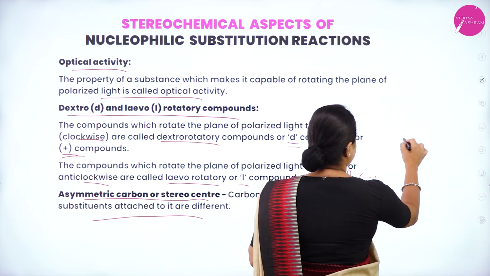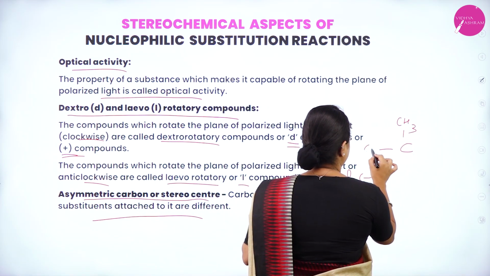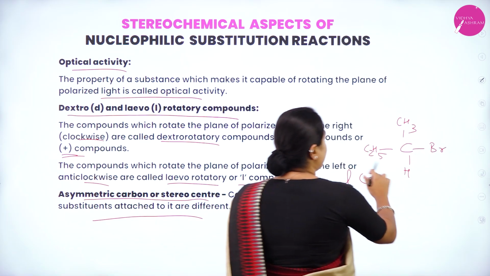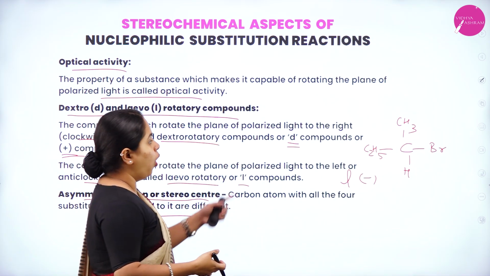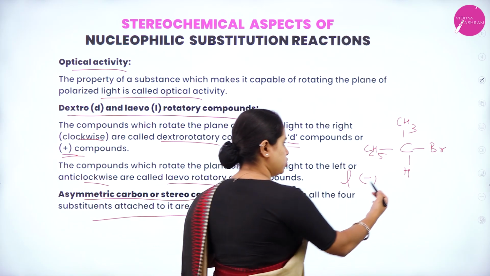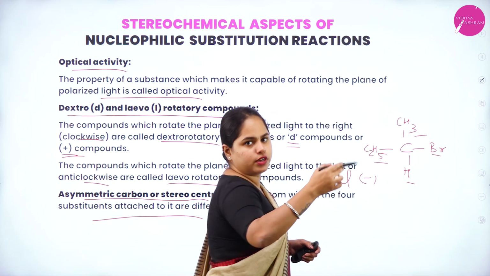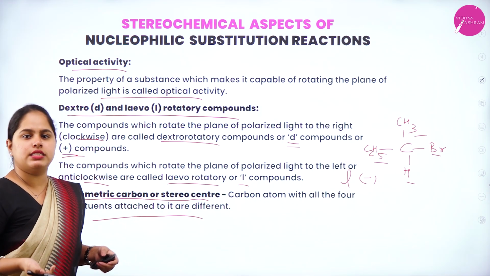So for example, let us take CH3, then you have C2H5 ethyl group, then you have a hydrogen, then you have a bromine. As you can see, it is an asymmetric carbon. All the 4 groups attached, a halogen, a hydrogen, an ethyl group, and a methyl group, are all different. So this is called an asymmetric carbon.